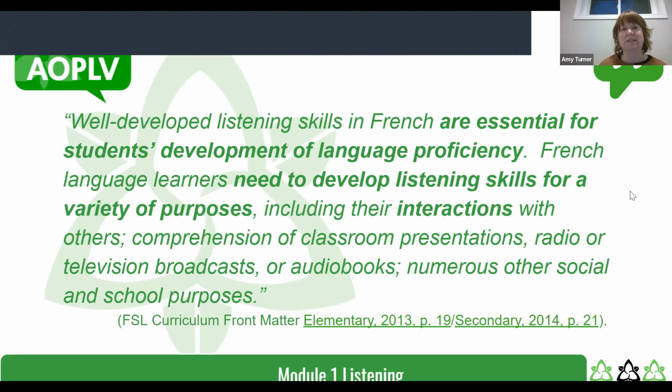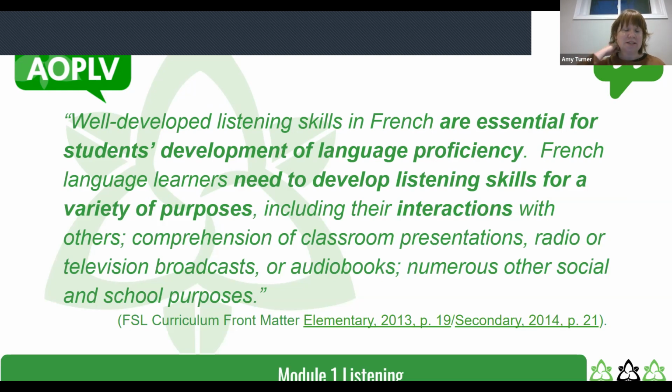So sometimes when we're selecting resources and trying to figure out what to use, it doesn't necessarily mean that students will understand every single thing that they hear in the resource that you're selecting. But the types of things we're doing with the resource and the types or the lengths of the resources that we're choosing will all help to support learners with improving their listening skills.